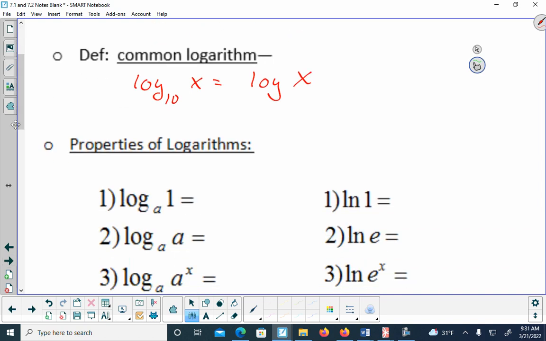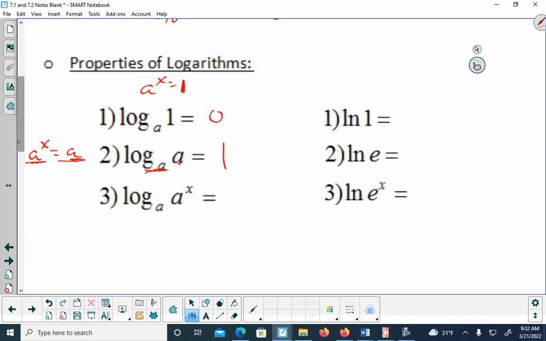Properties of logs: if I have log base a of 1, it's like a raised to what power is equal to 1? Well, to get 1 for an answer, I take any base and raise it to 0. So this will be 0. And this one is saying a raised to what power is equal to a? Since the base and the number here are the same, the exponent has to be 1. Then this one, I like to write in exponent form: a to the x is equal to a to the x. Well, this is x.